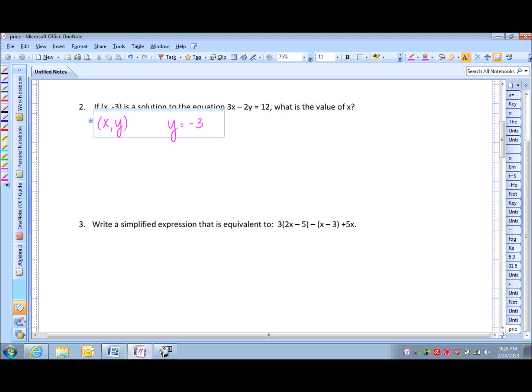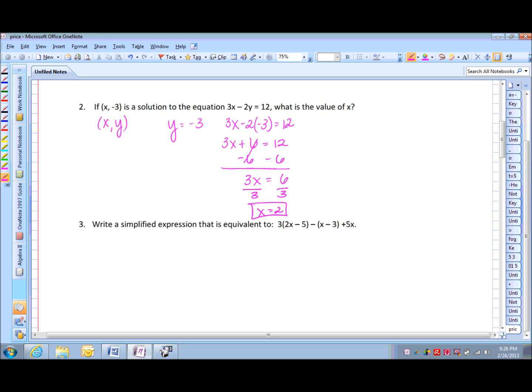So I'm going to take this equation, and wherever I see Y, I'm going to replace it with negative 3, and then we will solve for X. So we have 3X minus 2Y, and instead of writing Y, I'm going to put in negative 3. And now I'm just going to simplify. 3X, negative 2 times negative 3 is positive 6. Equals 12. Subtract 6 from both sides, and you're left with 3x equals 6. Divide by 3, and x equals 2. That's going to be the value of x if y is negative 3.